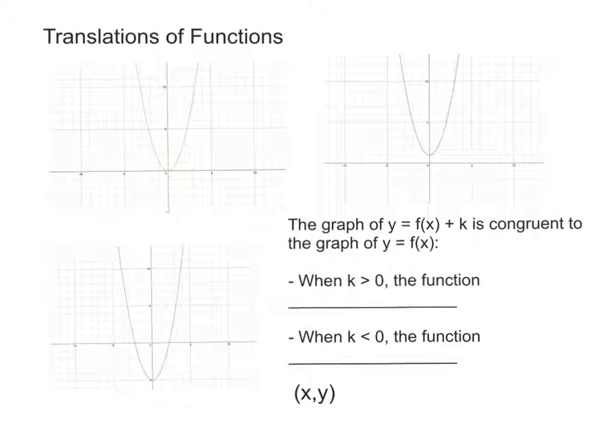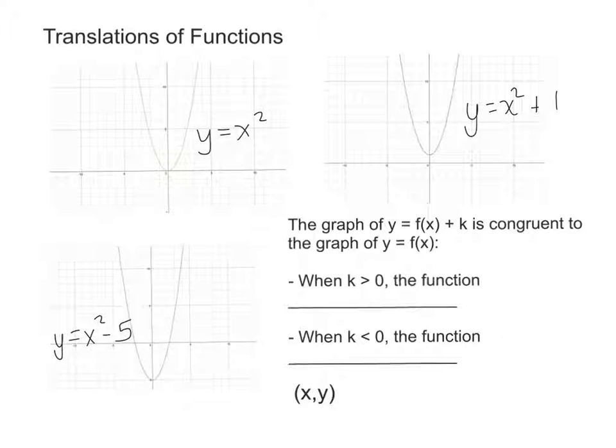So we're talking about translations of functions, and there were 3 graphs in the first section that you did. Y equals x squared, which is this one. And you also had y equals x squared plus 1, which is this one. And then the third one was y equals x squared minus 5. And that's what the graph should look like.